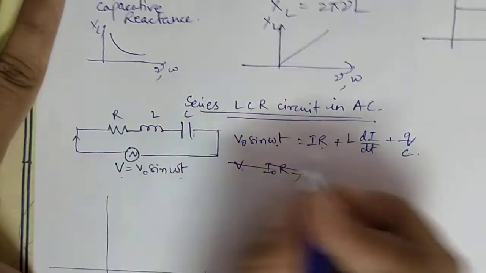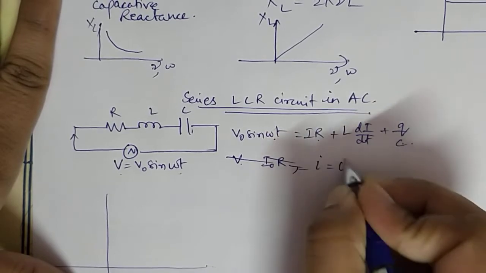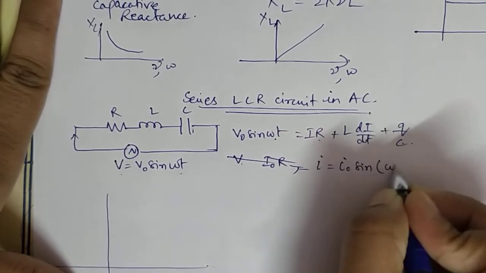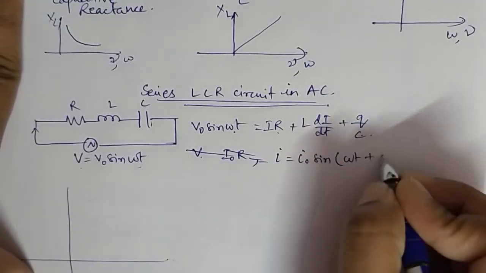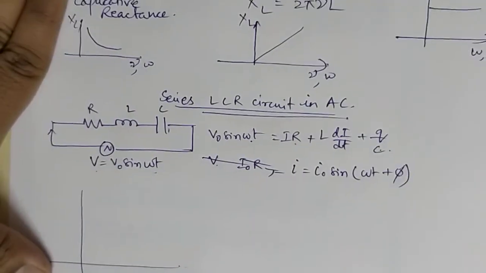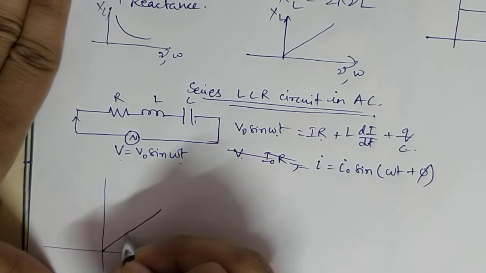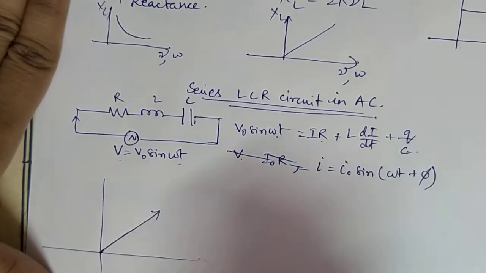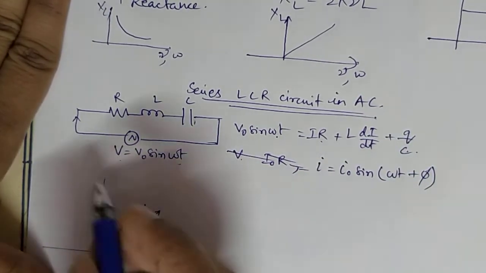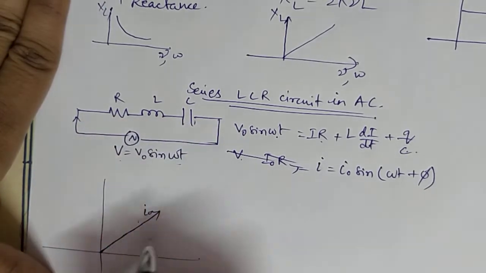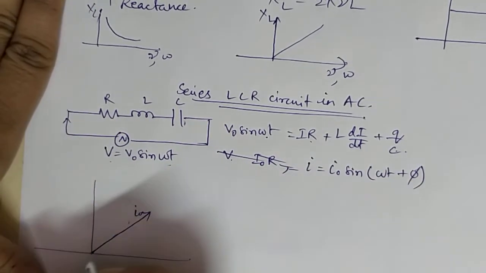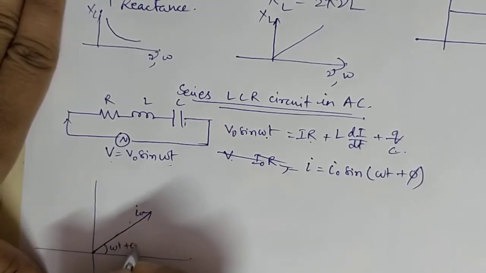So let the current be I is equal to I naught sine omega t plus minus, I can write anything, so I'm writing plus phi. So if it is omega t plus phi, here is your current. Everything will be with respect to current. So this is my I naught. The same current is passing through all of them. So if the current expression is this, this angle is omega t plus phi.